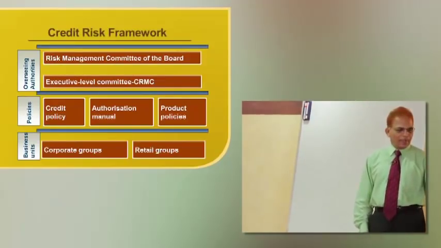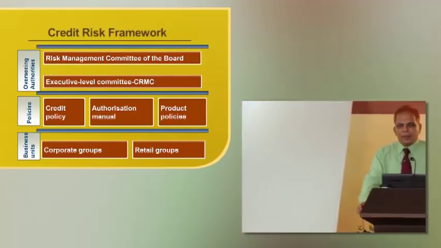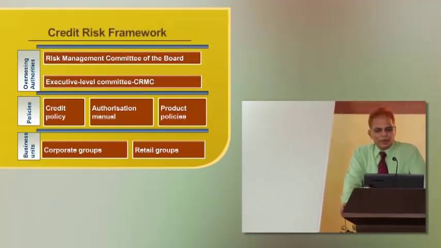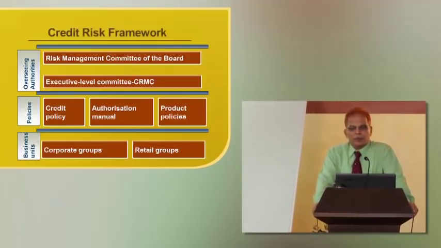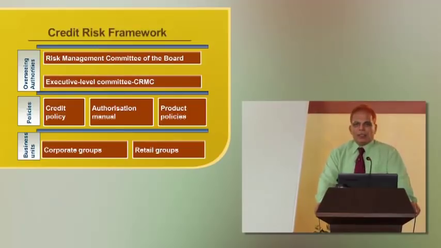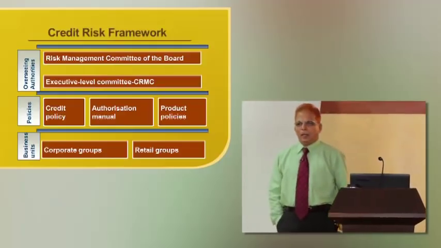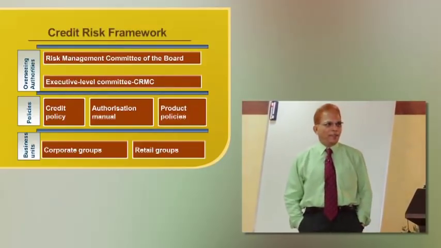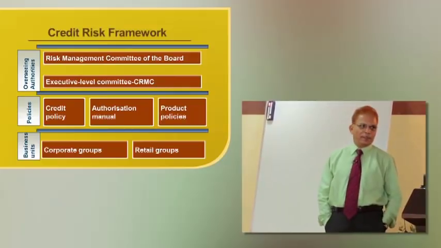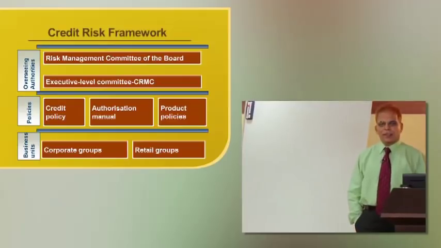Now let us understand the credit risk framework. We have seen that risk management is a board-driven function. At the top of the credit risk framework, risk management of the board will be there, and then at the executive level, mainly consisting of senior executives, what is known as the credit risk management committee. Basically they are the authority who will implement the board directions as far as the credit risk policies and guidelines are concerned. And at the operating level, policies become very critical.